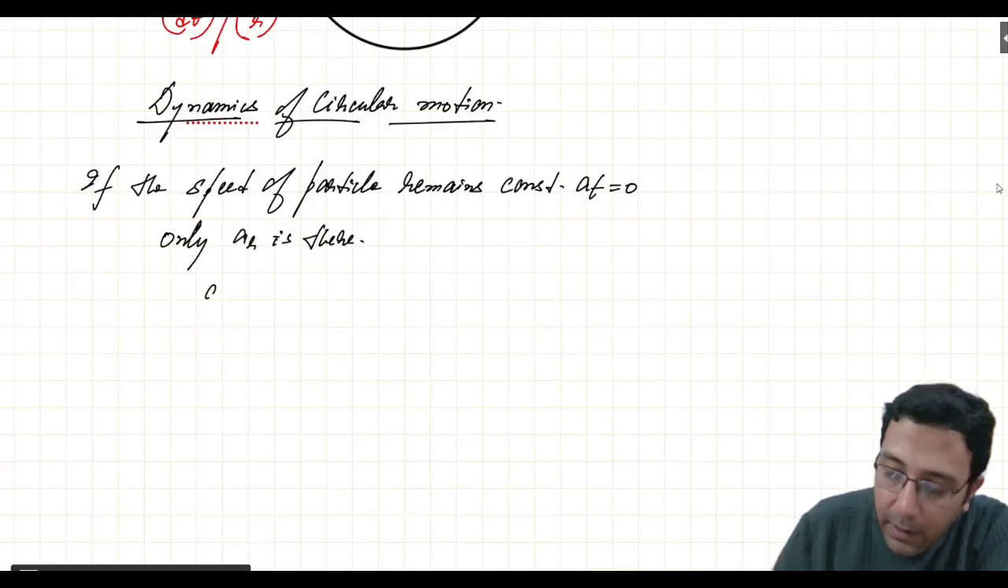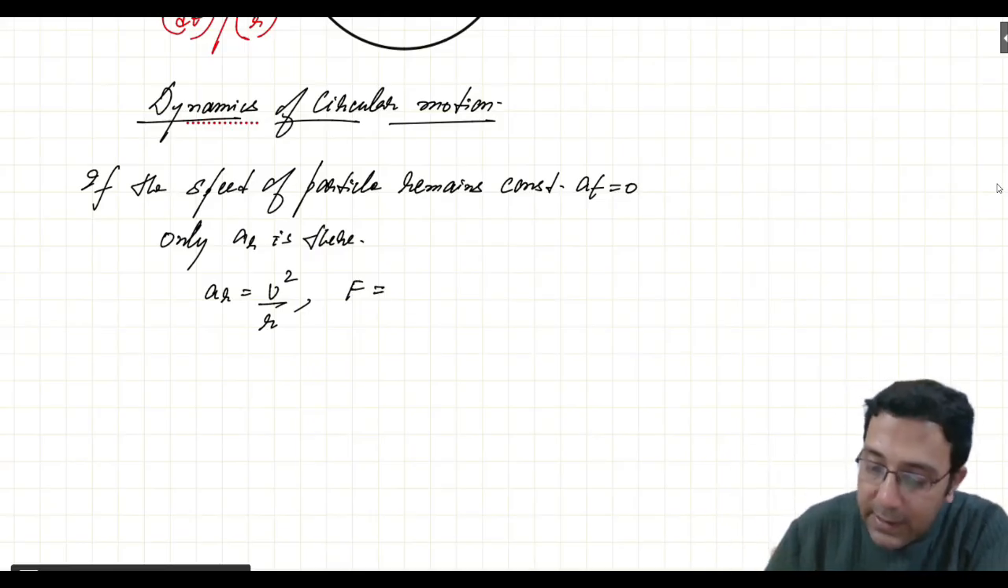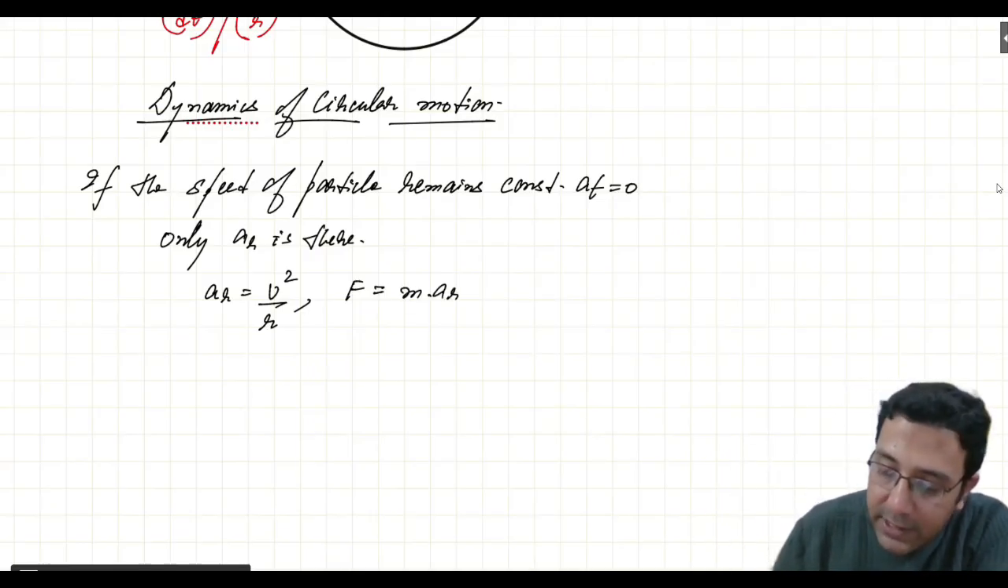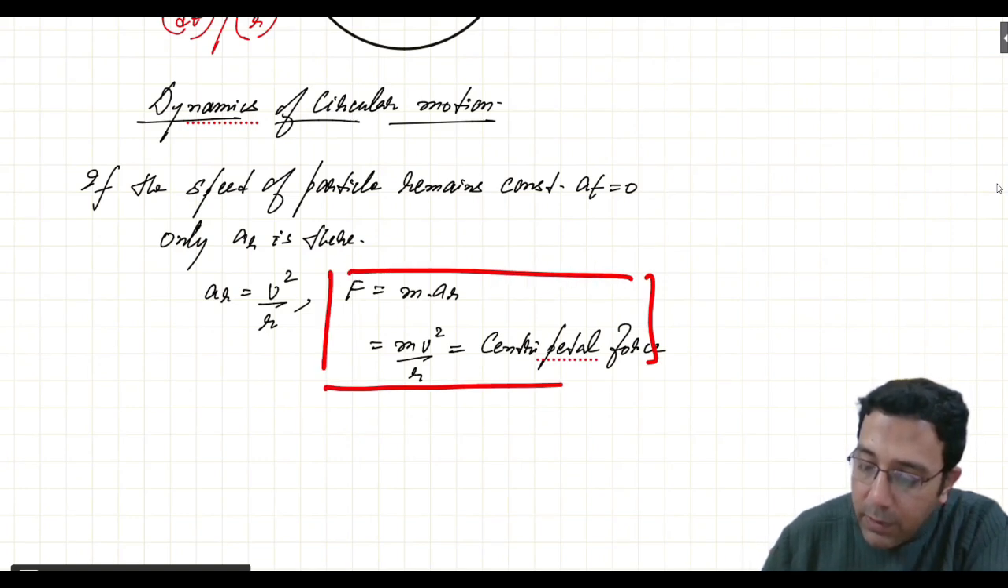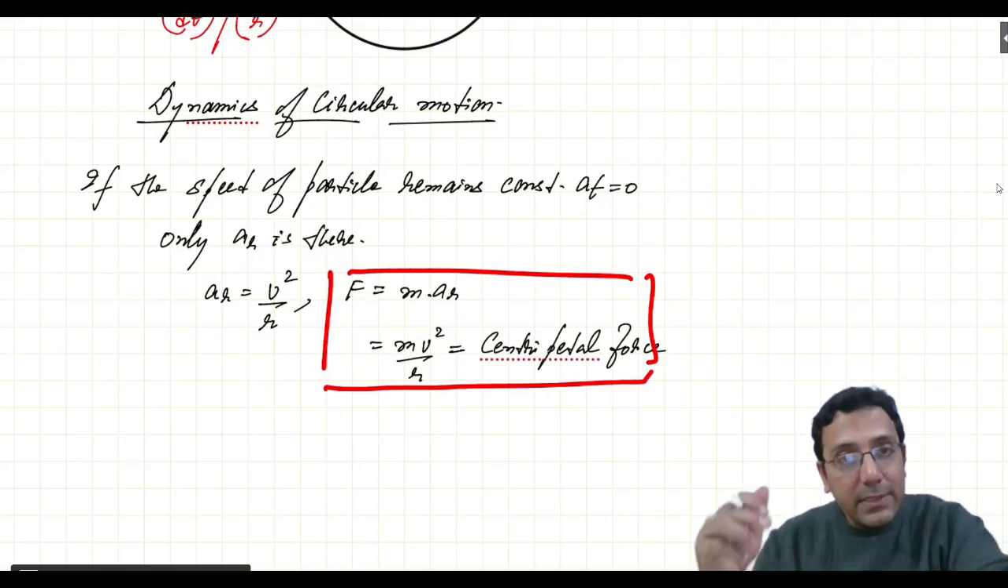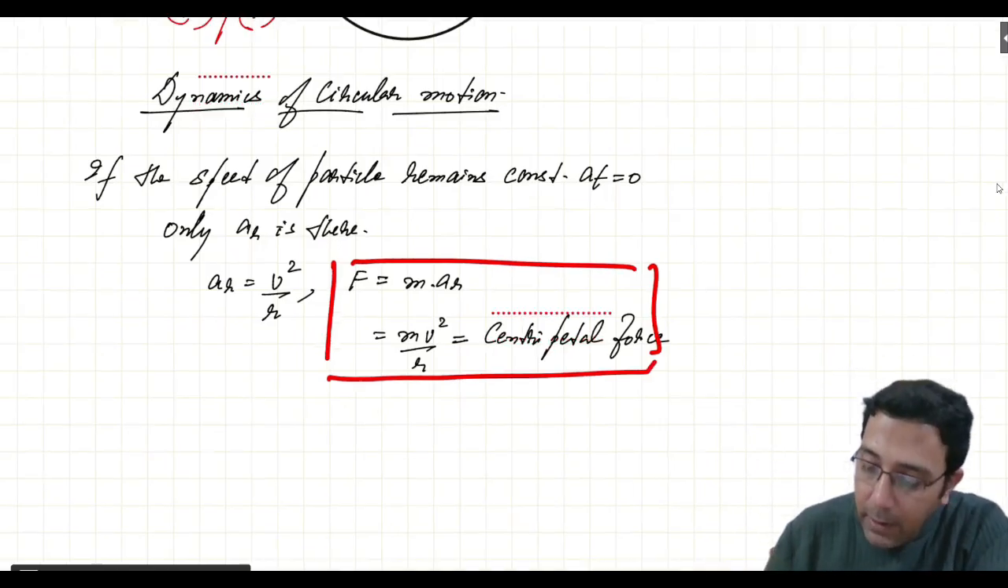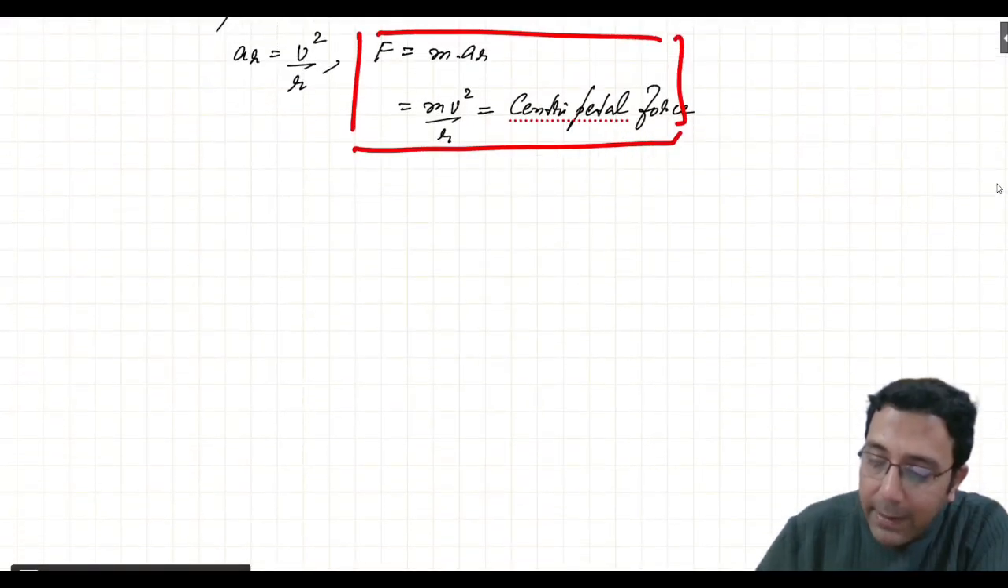Now AR is V square by R. So what will be the force? That is the force towards the center, that is mass into acceleration. So that is equal to mass into V square by R. That we call centripetal force. This one is very important. How do you define the centripetal force? That is the force acting towards the center. We'll see a very important topic next.